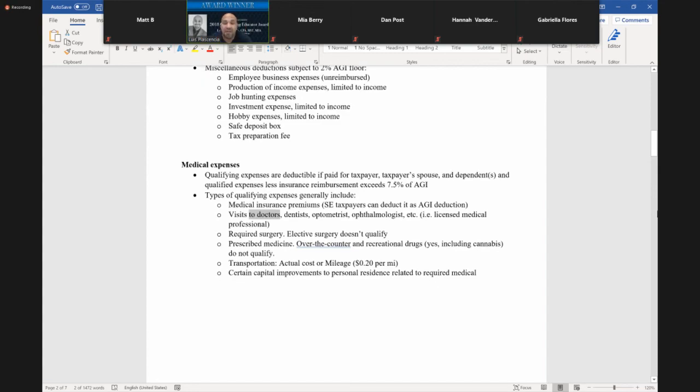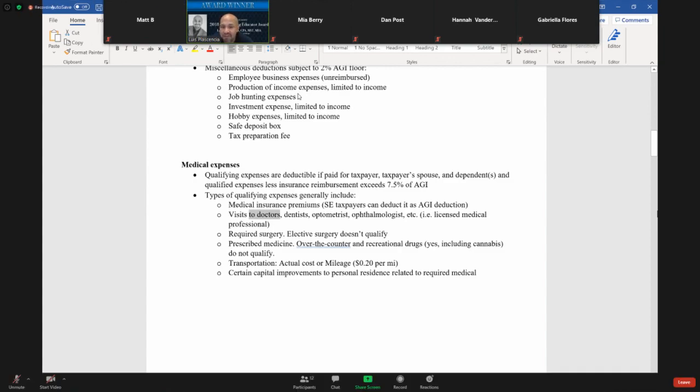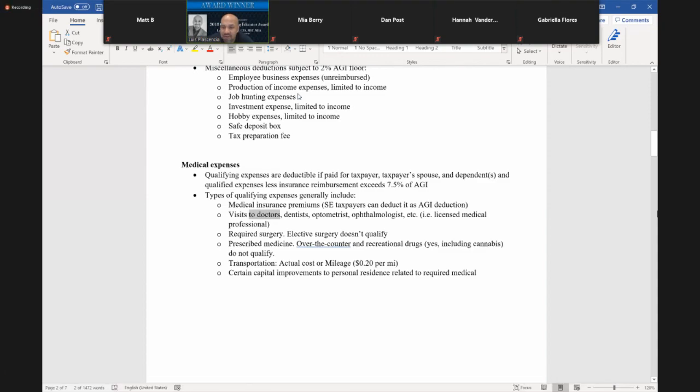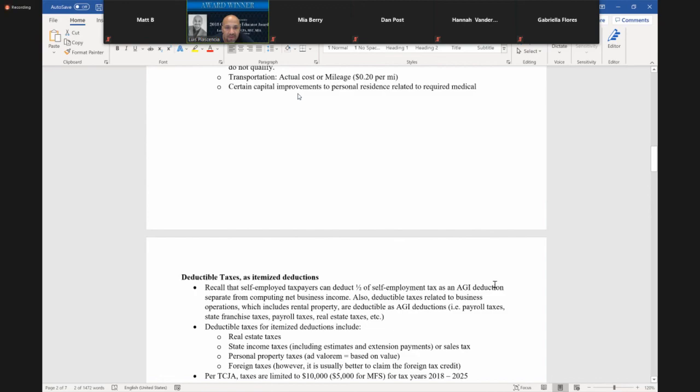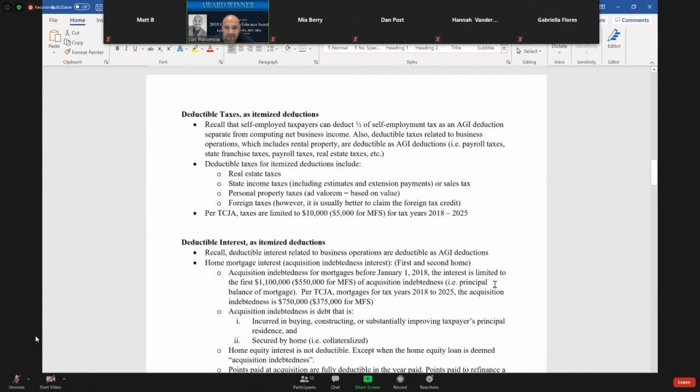There are some capital improvements that can be added as medical if it's required medical. So if somebody in your house requires a ramp or modified, in that case, some of it will be deductible. But there's limitations on that. There's limitations on to the extent that it increases the value. So there are some limitations on that. Okay, so next section.